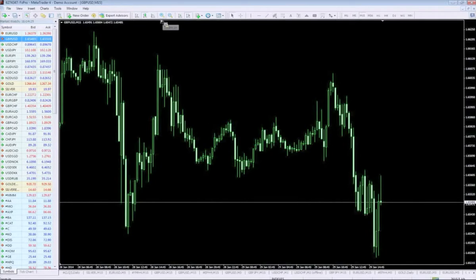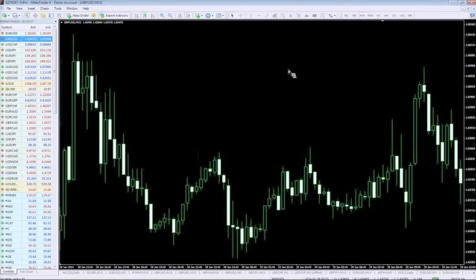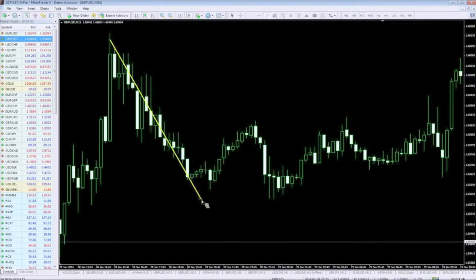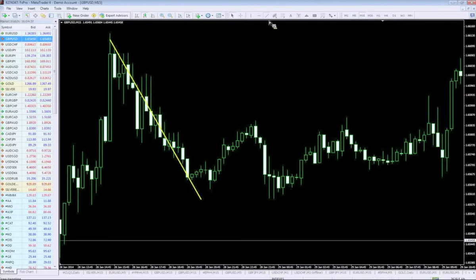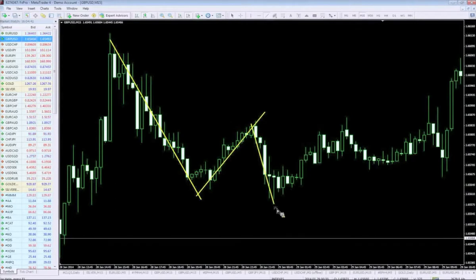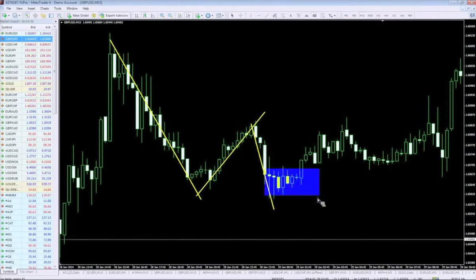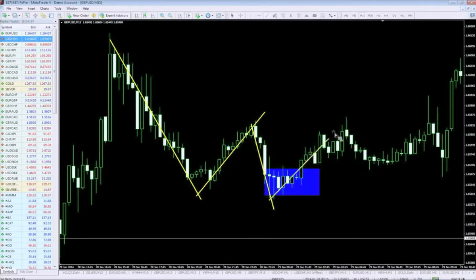So what I want to point out here, let me just open this up. I just want to show you the four parts of this. So here's a downtrend. A downtrend has a specific behavior in it. Here's an uptrend. Here's another downtrend. So we went downtrend, uptrend, downtrend, and then we hit a consolidation. And then after this consolidation, we went into an uptrend.